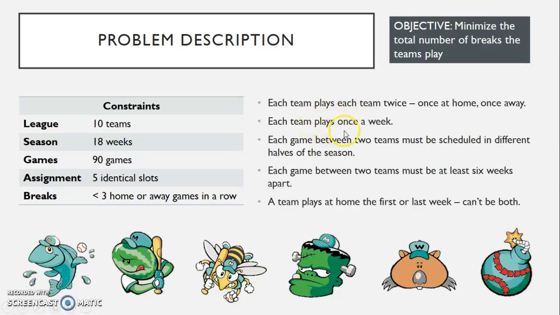Each team plays once a week, and each game between 2 teams must be scheduled in different halves of the season. And the games between 2 teams must be at least 6 weeks apart. A team can play at home the first or last week, but not both. And the objective is to minimize the total number of breaks the teams play.